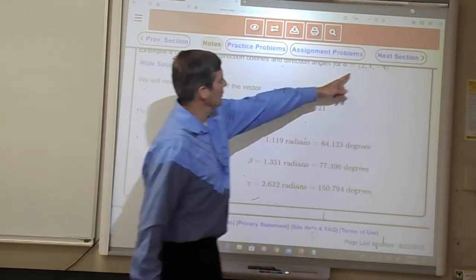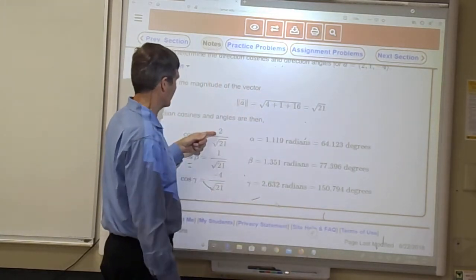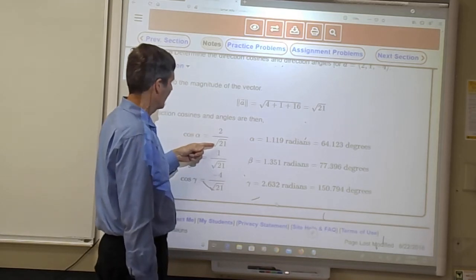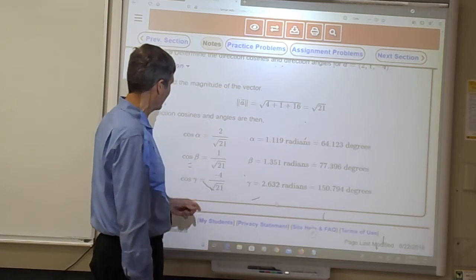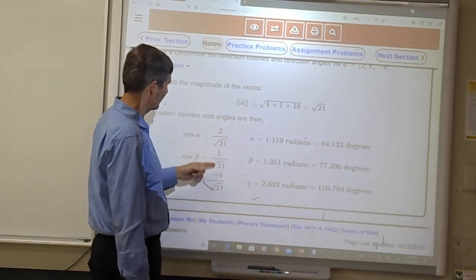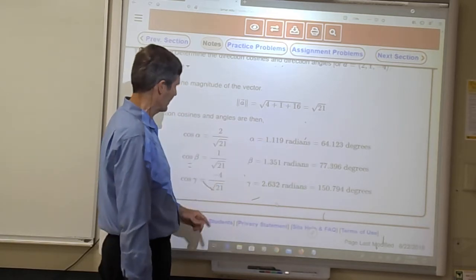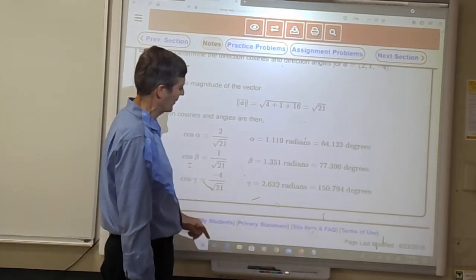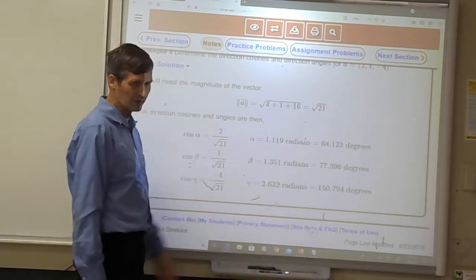For this vector (2, 1, -4), its length is square root 21, so you take its first component divided by its length. That's the cosine of the angle to the x-axis. You take the arc cosine, you get 64 degrees. You take the second component of the vector divided by its length, you get the cosine of the second angle, arc cosine is 77 degrees. Third component over the length of the vector, arc cosine is 151 degrees. Those are the three angles to the axes.